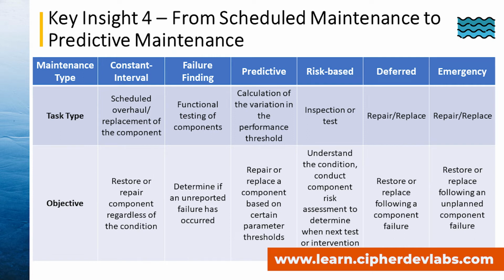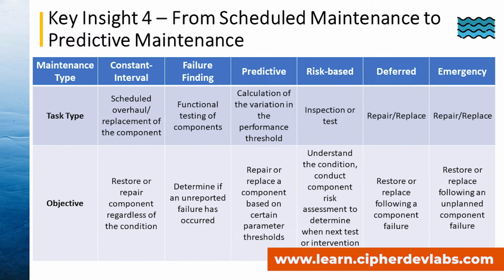Then let's side by side compare and contrast all these types of maintenance activities. If you look at the constant interval, it's basically scheduled overhaul or replacement of the component, and the objective is basically to restore or repair the component regardless of the condition. If you look at failure finding, it's basically the functional testing of different components, and then the objective is to determine if an unreported failure has occurred.